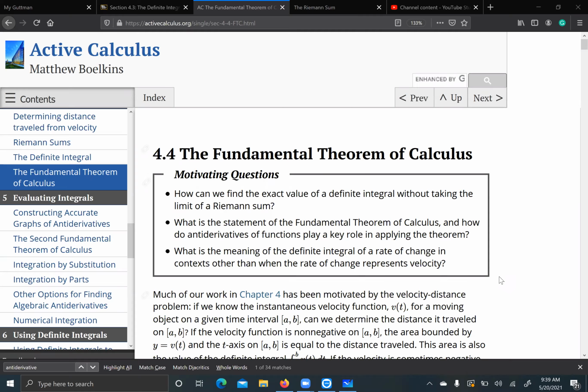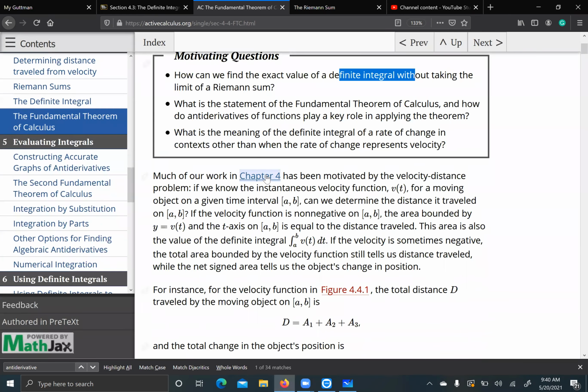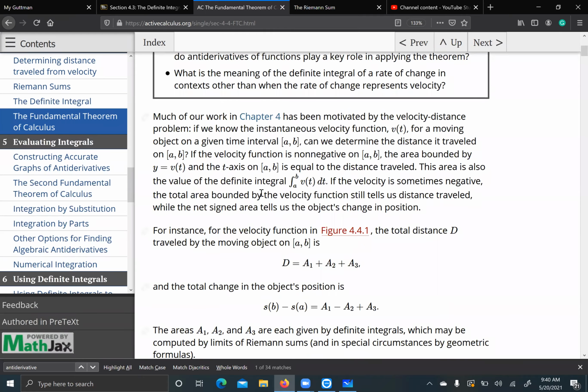In this video, we are going to study section 4.4, the fundamental theorem of calculus. Here we want to see how we can find the exact value of a definite integral without taking the limit of Riemann sum, or in other words, without using geometry or area. If we are unable to do that, how can we find the value for an integral? And also we introduce the fundamental theorem of calculus.